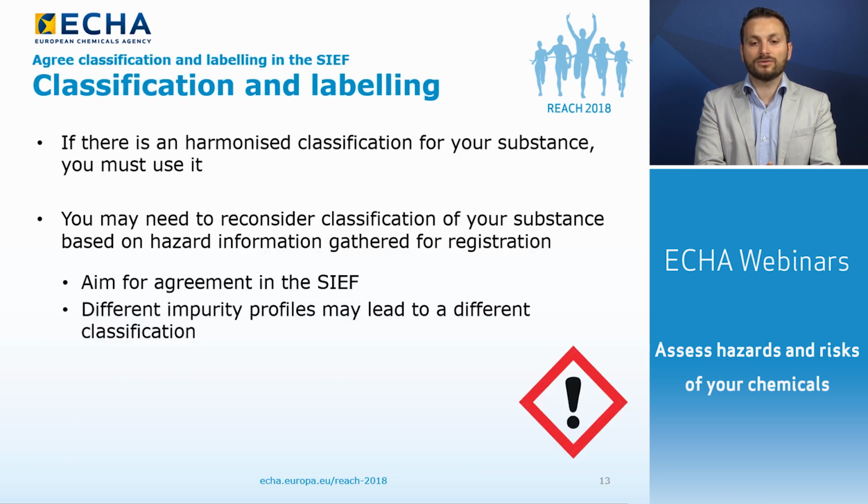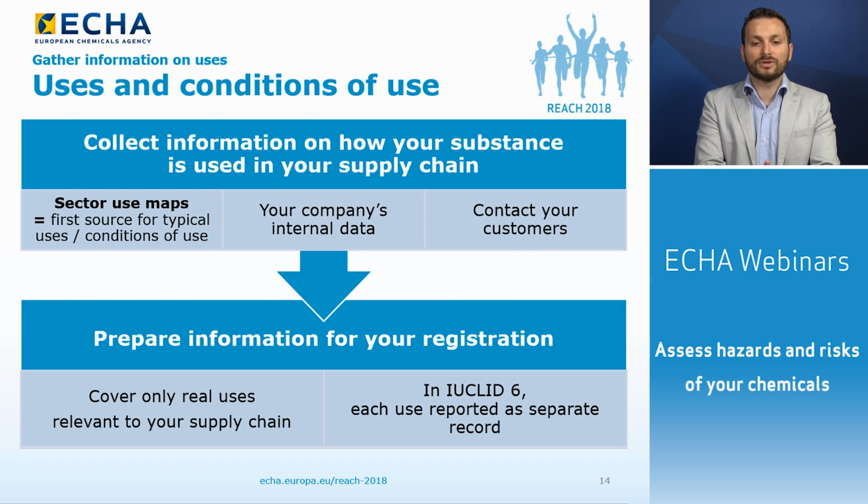Classification and labeling refer to the hazard of your substance. As Catherine mentioned, you should have already classified the substance because of the requirements of the CLP regulation. But the classification may need to be revised over time. In fact, if there is a harmonized classification for your substance, you must use it. And if more data become available, you may need to change the classification. Try to agree in your CF about the classification, but remember that some substances may have different classification because of, for instance, different impurities.